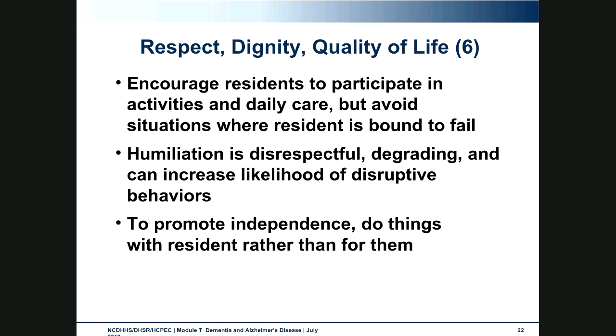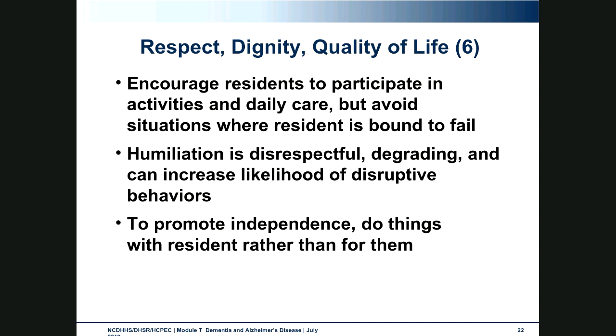We always want to encourage our residents to participate in their activities and daily care, but we don't want to set them up for failure. We want to set them up for success. You're not going to put somebody who doesn't like to do puzzles in front of a puzzle, because chances are you're going to end up creating frustration. And at that point, we start talking about things like escalated behaviors, where the agitation gets worse and they become physically aggressive. So we want to make sure we set them up for success, because we don't want to humiliate them. Humiliation is disrespectful and degrading, and it is likely to lead to that escalating, disruptive behavior that could put you or somebody else, including the resident, at risk.